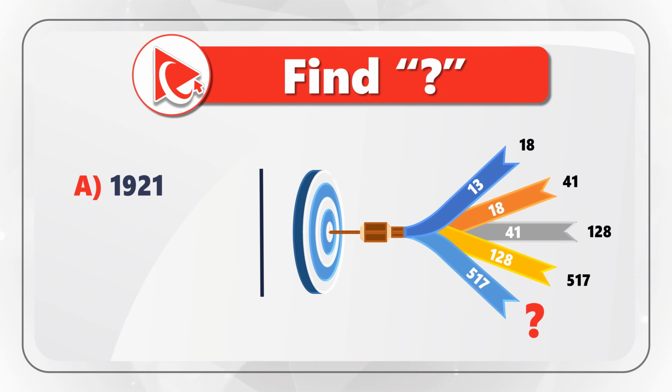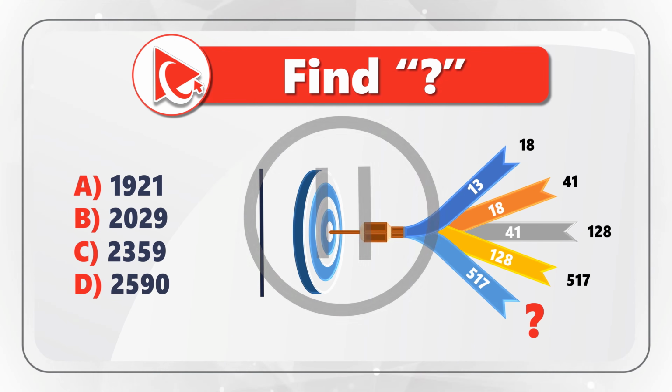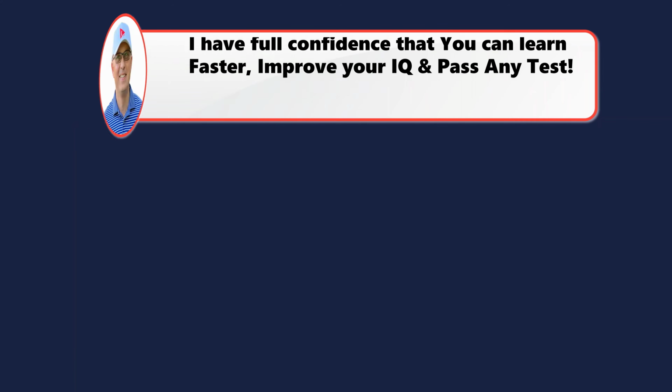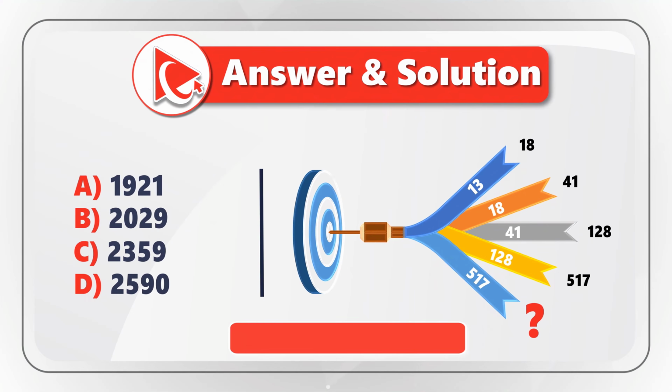Choices A, 1921, choice B, 2029, choice C, 2359, and last but not least, choice D, 2590. Give yourself a moment, maybe pause this video to see if you can calculate the answer. Are you ready? Let's move forward so I can share with you my version of the answer. And obviously, if you have a better way to solve it, please make sure to post in comments.